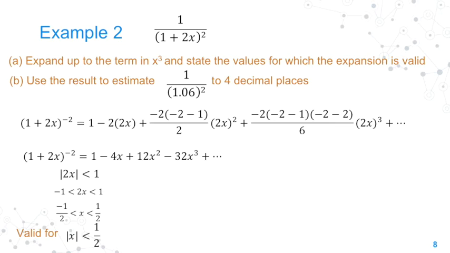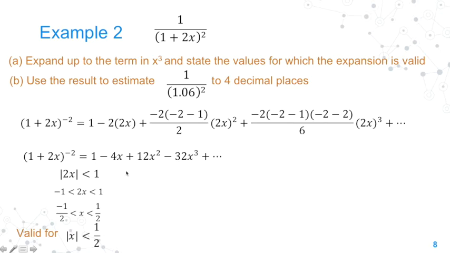So the expansion, the infinite series, is only valid if our x is between negative half and 1 half, or modulus of x is less than 1 half. All right, so this is our expansion. Make sure that you write this statement, that it is only valid for these particular values of x.